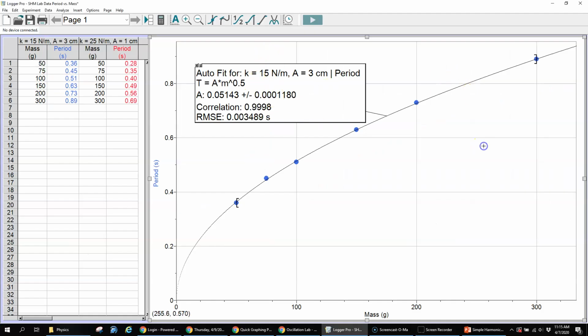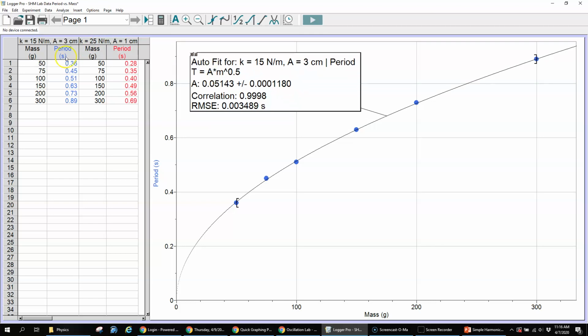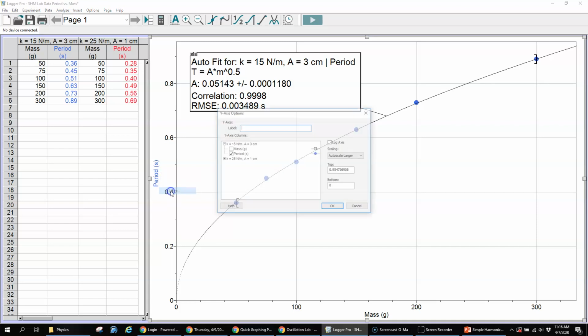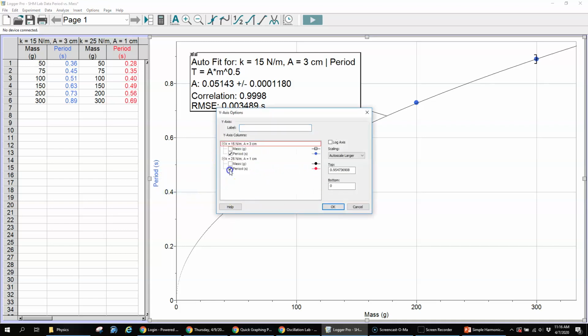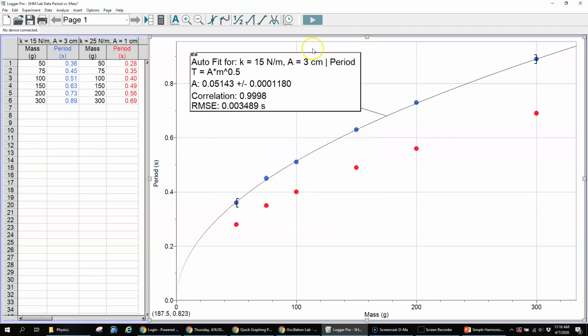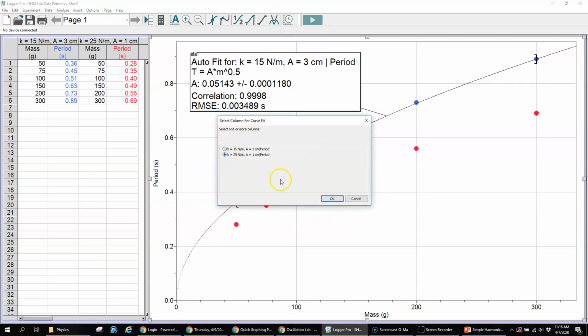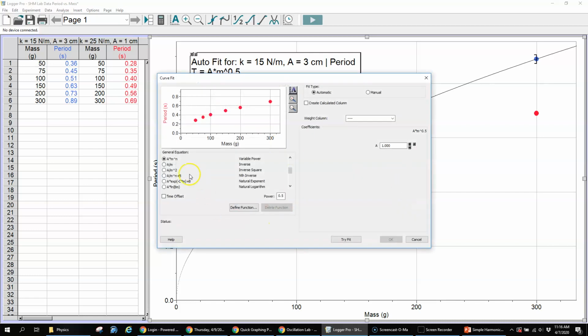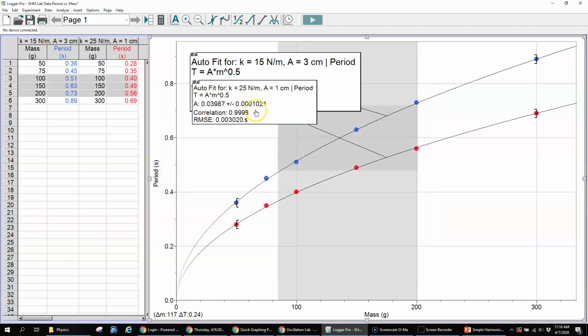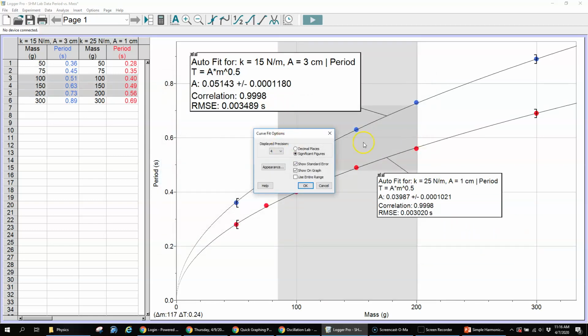Here's that data in Logger Pro with the data series named with the new constants, 25 newtons per meter, 1 centimeter amplitude. And now I use this program because I can add them both to the same series. So I'm going to add this to the bottom here. There it is. I could redo the analysis. I know what I'm going to get because the other program did it for me. But I would find that it's a square root power. And there is the answer.